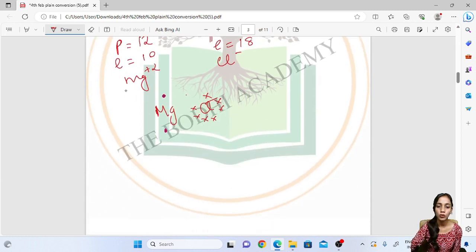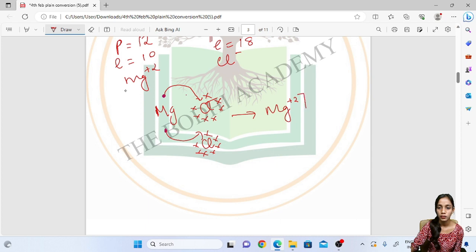So here 2 chlorines can be accommodated because we have 2 electrons to be given. The magnesium can give 2 electrons to 2 chlorines, so that's the reason 2 chlorines can be taken. This electron from the magnesium will go to this chlorine and this electron will go to this chlorine. This will lead to the formation of the compound MgCl2.